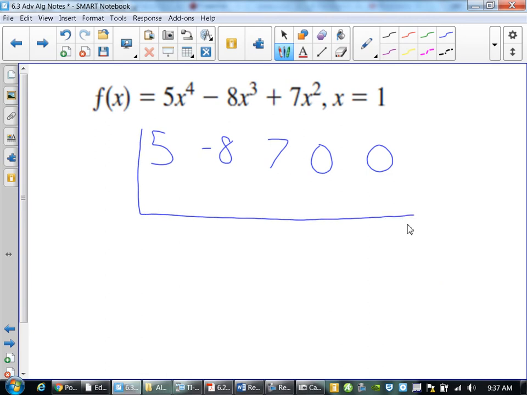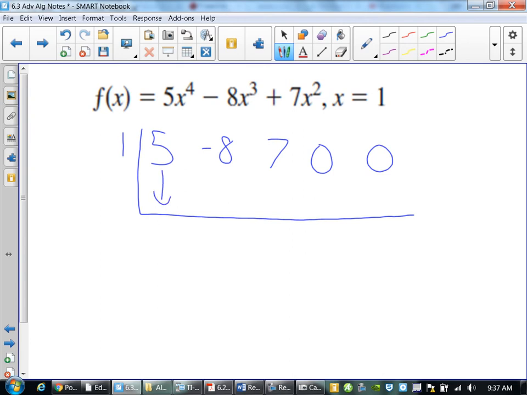Now, obviously, if I'm substituting in just regular 1, it is pretty easy to do that in your head. But when we start using synthetic substitution later on, there's a reason that we're doing this. Since x equals 1, that means it's the 0 of a term. Why do you need 2 zeros? You have to have everything in descending order. You have to leave your place values no matter what. Since you have a fourth degree polynomial, you should have 5 parts. If it's fifth degree, you have 6. If it's third degree, you have 4.